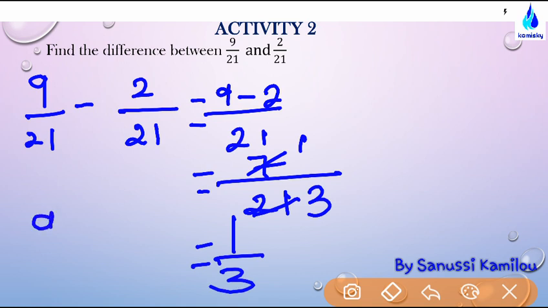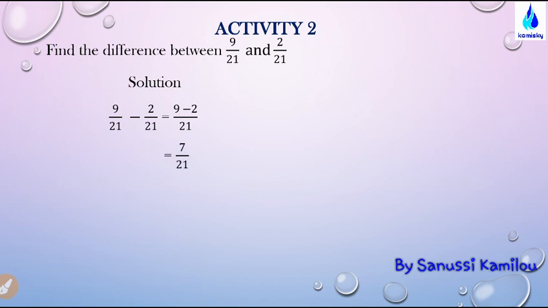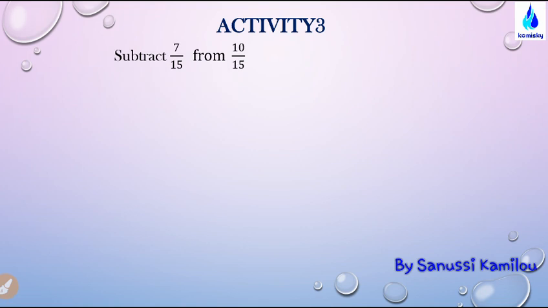Then you say, therefore, 9 over 21 minus 2 over 21 equals what? 1/3. Well done. Also, what we have learned right now is what you are seeing on the screen. Nice one. Let's move to activity number 3.